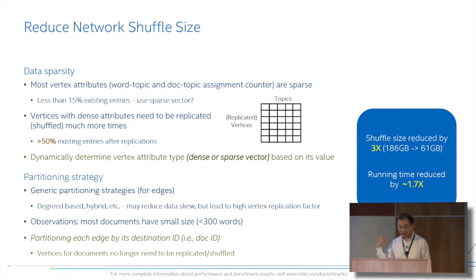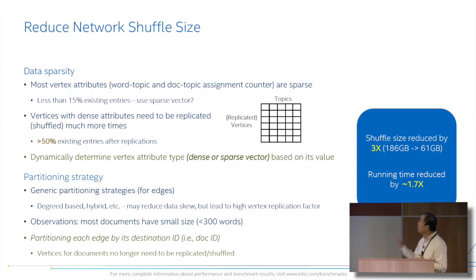However, as we found out, after replication, a lot of the vertices with dense attributes get replicated many more times than those vertices with very sparse attributes. This is pretty intuitive: a vertex with a dense attribute tends to have a lot of edges, so it will appear in a lot of edge partitions, and you will need to replicate it many more times. In that case, using a sparse vector for dense data is pretty bad, because for a sparse vector you need to store both the value and the index. If every index has a value, you end up storing twice as much data.